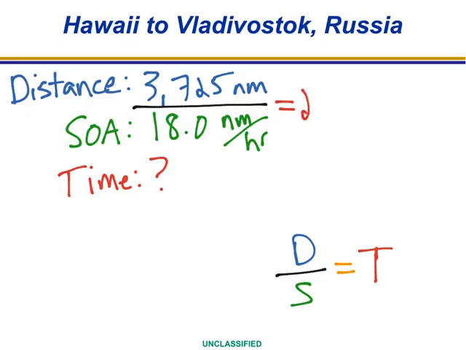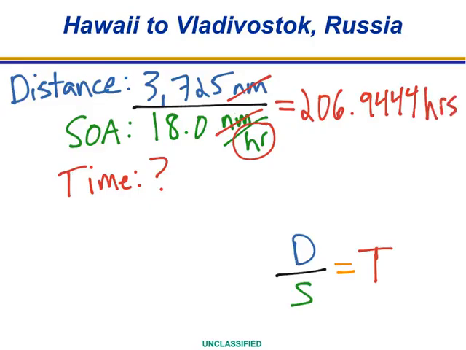And we get 206.9444. Now let's take a look at these units. So we took nautical miles and divided by nautical miles per hour, which means that if you divide something by itself, they cancel out. So nautical miles cancel out with nautical miles, and we're left with hours. So the units for this are hours.